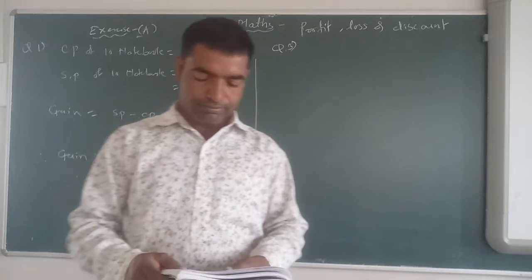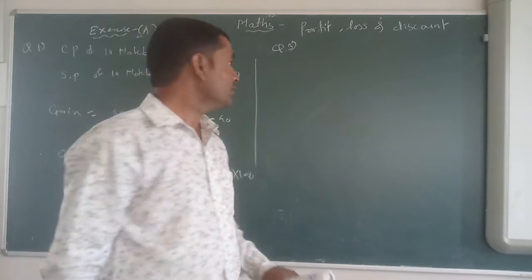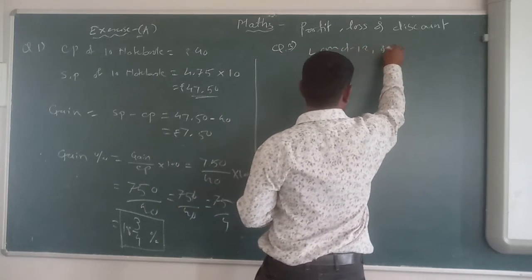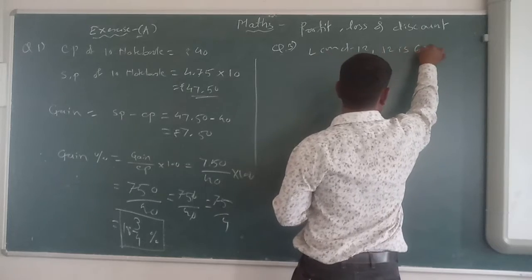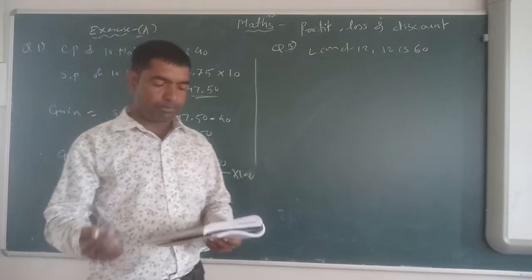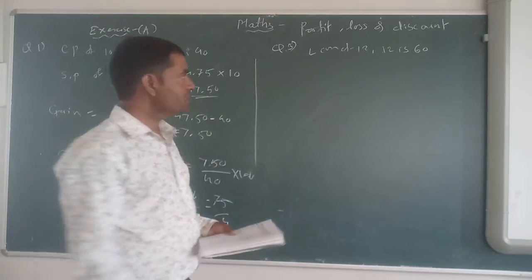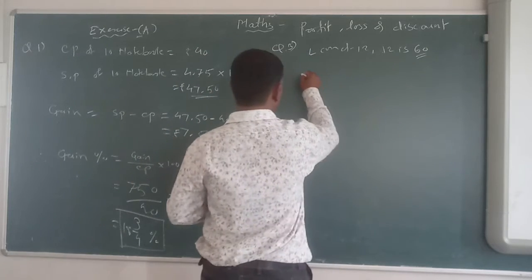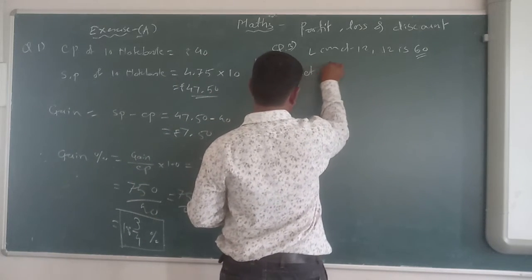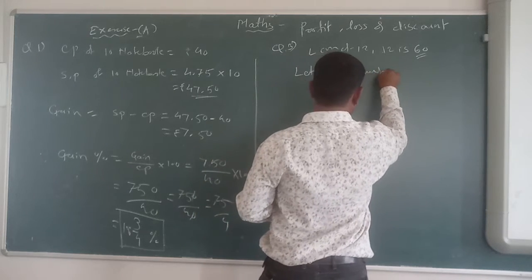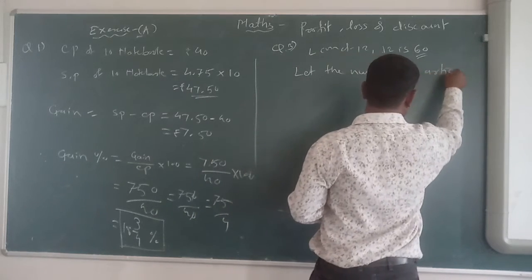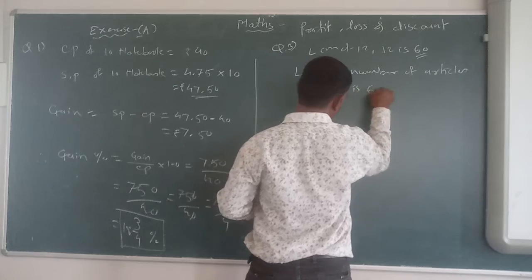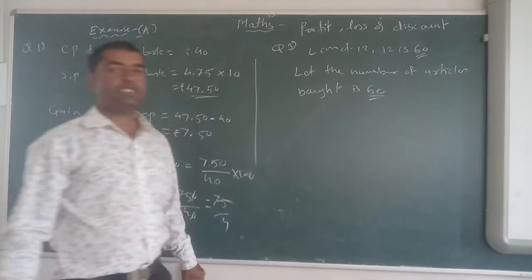Okay, so here 12 and 15. The LCM of 12 and 15 is 60. He bought 15 and sold 12, so the LCM is 60. So let the number of articles bought be 60. We will consider 60 articles bought.